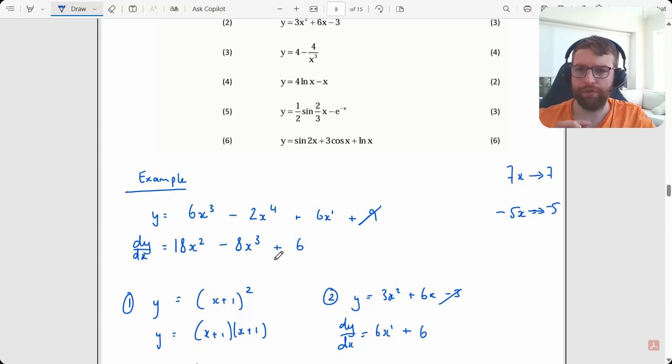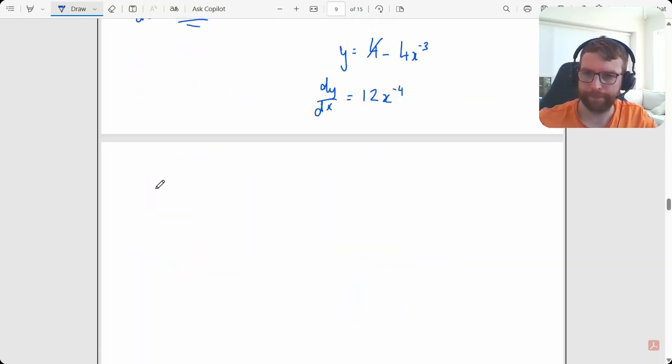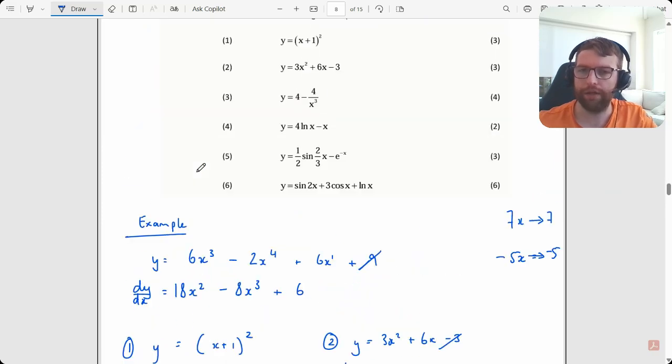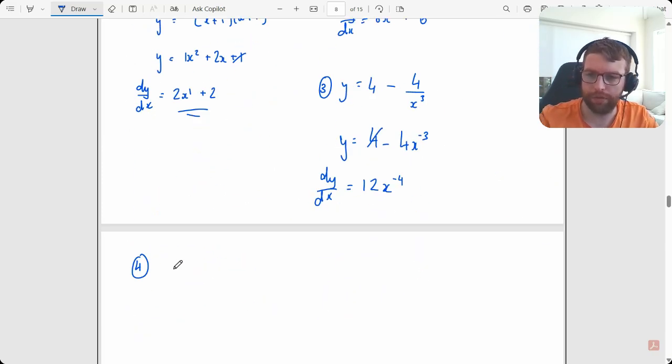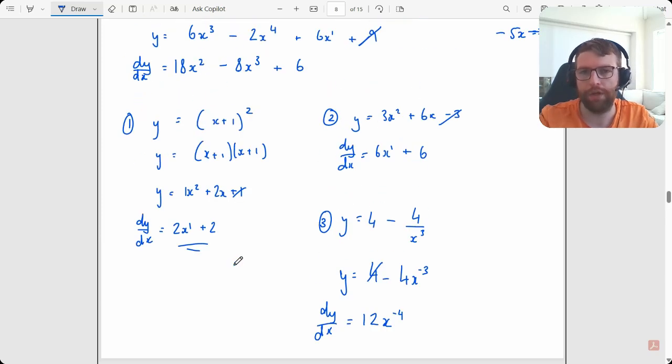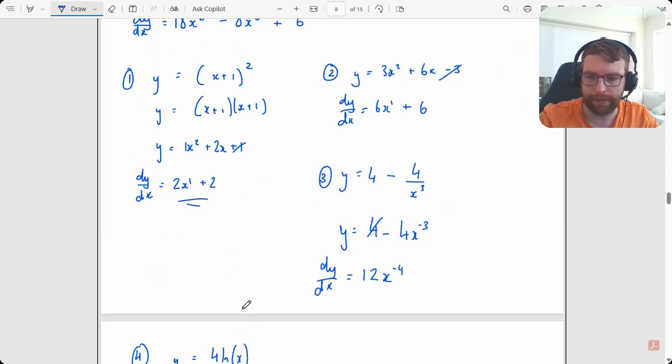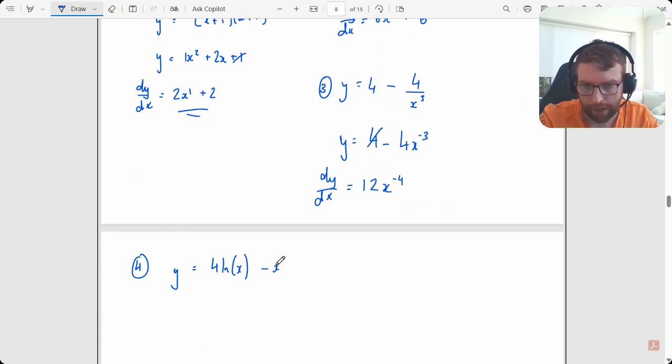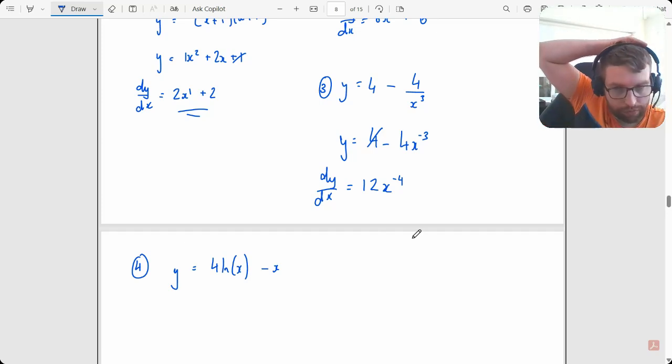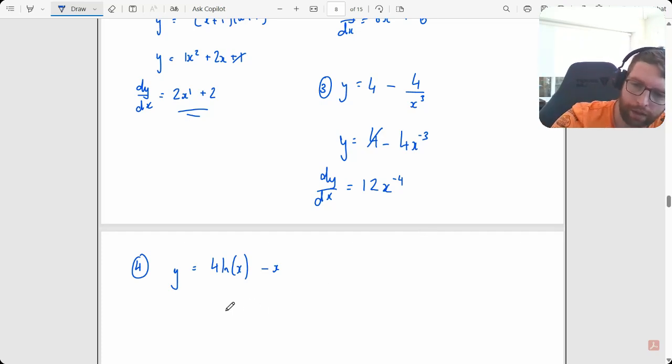Question 4. I'll just get that copied. So 4 ln x minus x. Okay, so I suppose it's a really simple rule in this one where you just remember that ln x goes to 1 over x. So when you differentiate ln x, it goes to 1 over x.